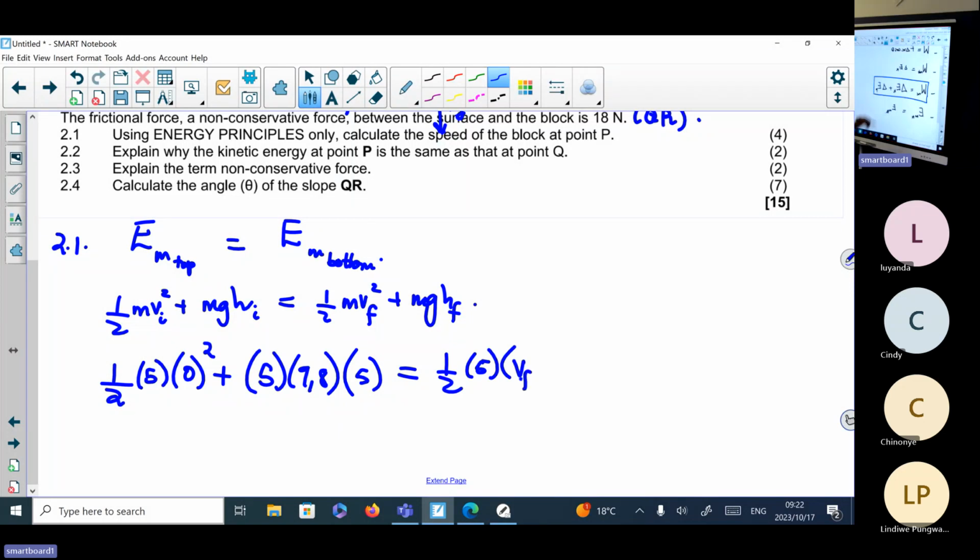We do not know the velocity at the bottom. That is what we want to calculate. And then the mass of our object is 5, this is 9.8, and the final height is 0. So we do not have to worry about the terms that are multiplied by 0. This will automatically be 0, and this will automatically be 0.